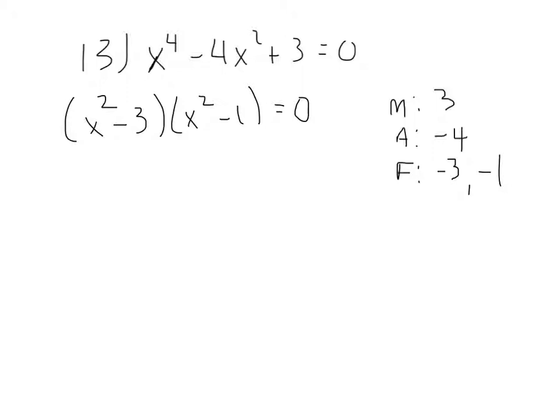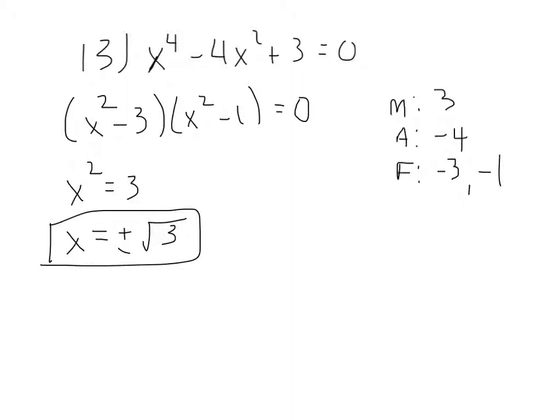Because if you think about it, if you FOIL it back out, that would give you x to the fourth, and you add your middle terms, it would give you x squared terms, right? Okay, so now we set them equal to 0. I set the first one equal to 0 and move over the 3. I get x squared equals 3, correct? Square root gives us x equals plus or minus root 3. Now the other one, x squared minus 1, move over the 1, and then square root. That will give you x equals plus or minus 1.